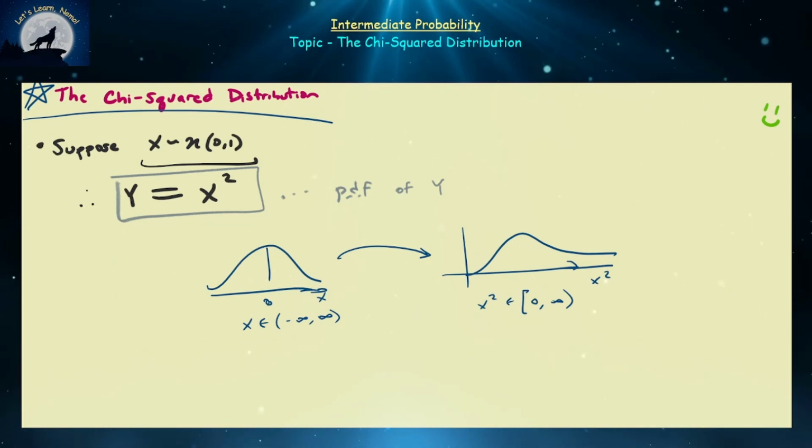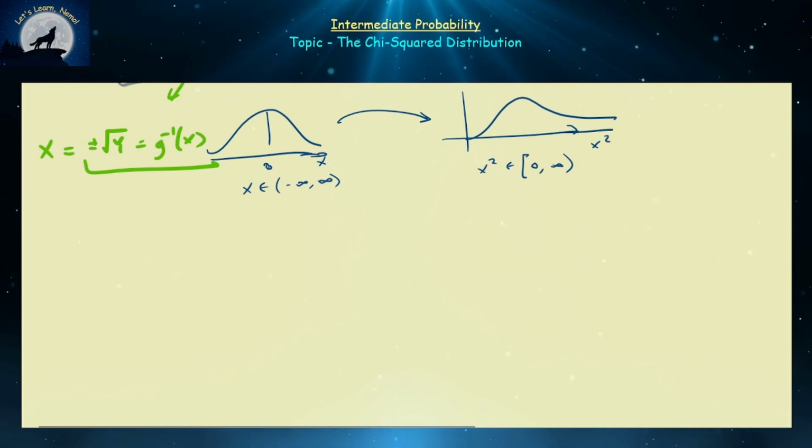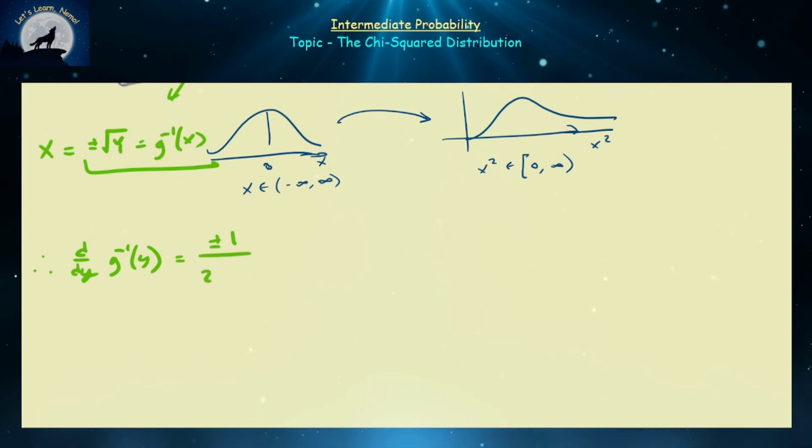which will be the domain of a chi-squared distribution. So if y is equal to x squared, and we try to solve this equation for x, then x is going to be equal to plus or minus the square root of y. This is defined to be the inverse relation of x. Once we have the inverse relation, we need to differentiate it in order to use the change of variables relation. If we differentiate g inverse of y with respect to y, using the power rule or chain rule or whichever differentiation method you prefer, you should get plus or minus 1 over 2 square root of y.